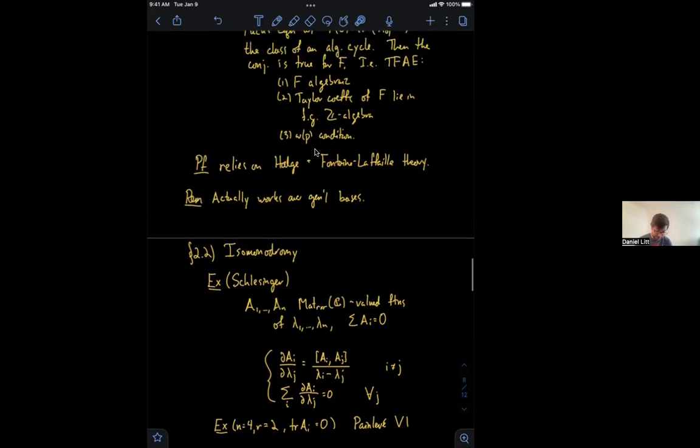So just as a concrete example, if you take the case where n, the number of matrices and variables, is 4, and you're looking at 2 by 2 matrices with trace 0, this is, up to change of coordinates, the same as the Painlevé-6 equation.